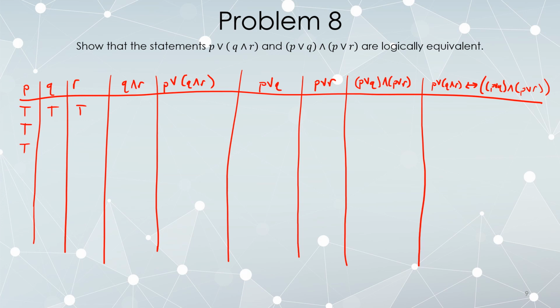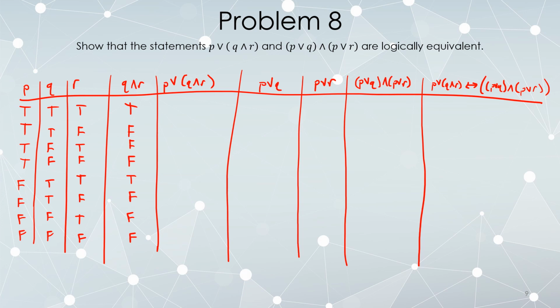Let's just go ahead and do it this way. 4 trues, 4 falses. 2, 2, 2, 2. And this one's going to alternate every time. Now there are no negations in this exercise, so we just get right to this conjunction. Are Q and R both true is what we're asking. Yes, no, no, no, yes, no, no, no.